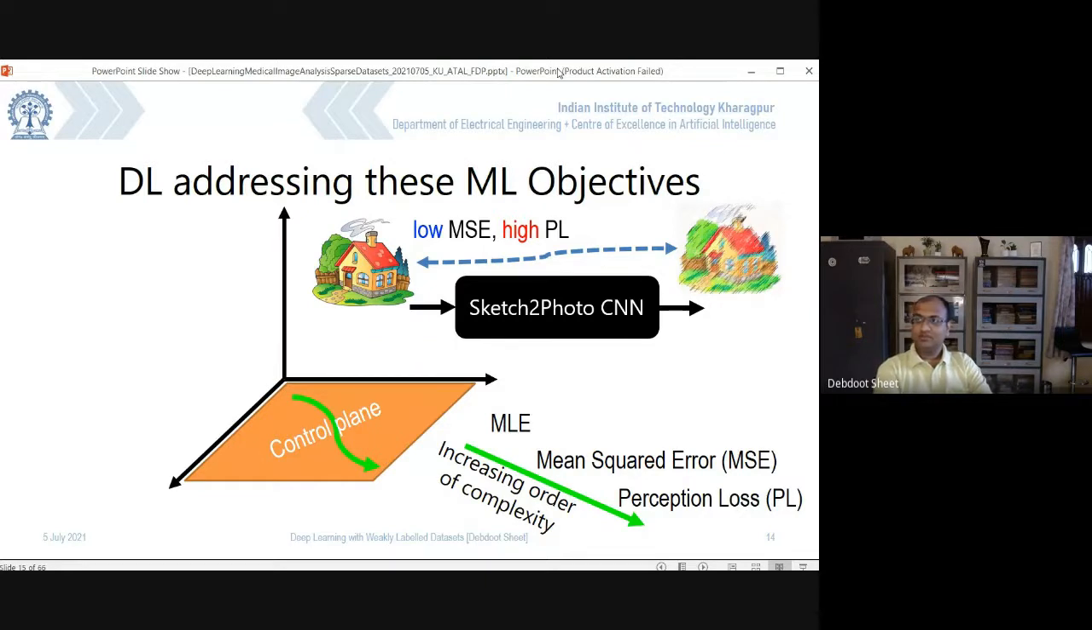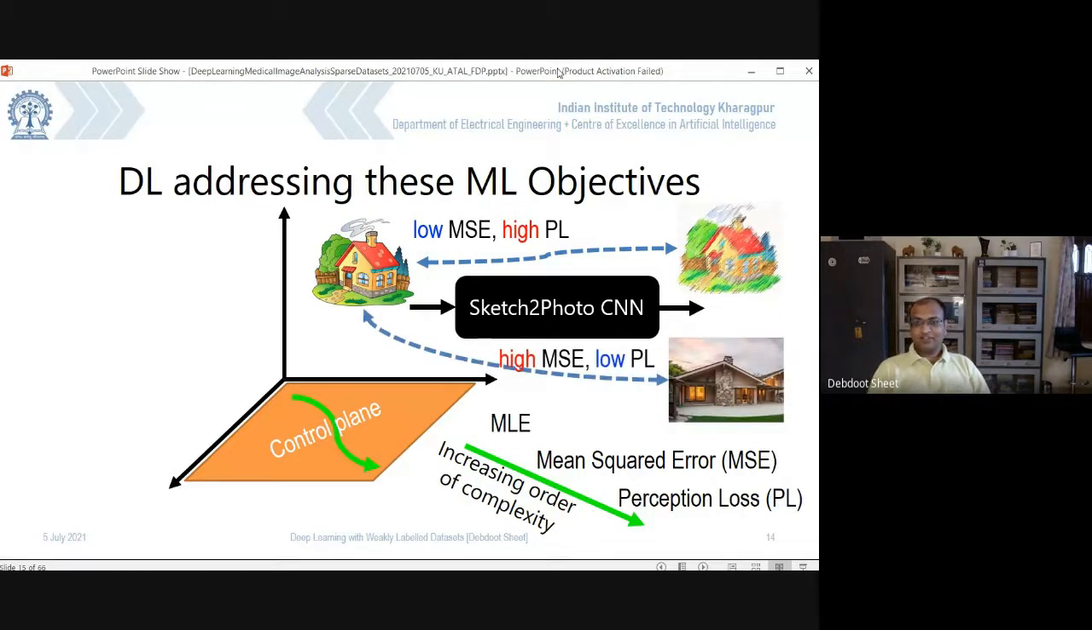The question comes down to this: my mean square error is low, but my perception loss is high. On the other side, if I have an image which is produced like this, now the perception loss is very low because this looks very much like an output from a camera. The issue is that the pixel by pixel positioning, the difference of the colors and everything, is also very high. So the mean square error is very high over here. So while my mean square error increased, my perception loss decreased.